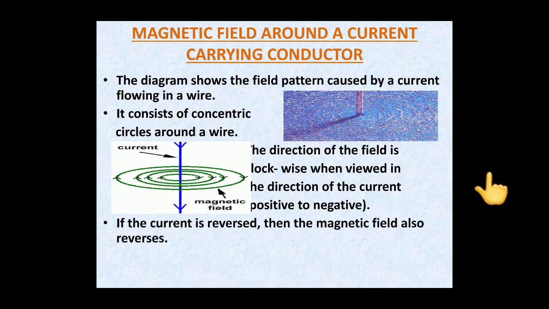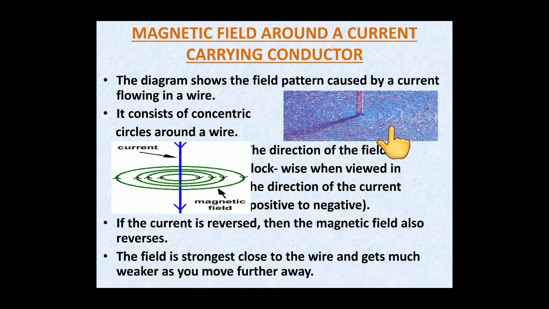If the current is reversed, then the magnetic field also reverses. You can also notice that the strength of the magnetic field is greater at the center or closer to the wire and gets much weaker as you move further away.